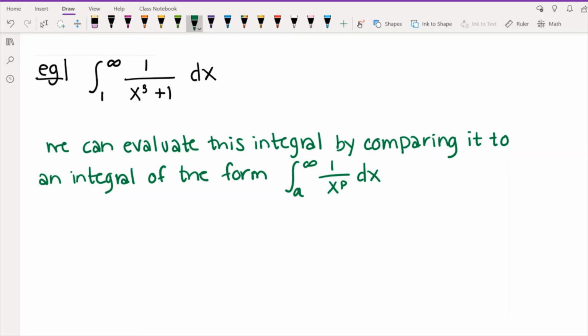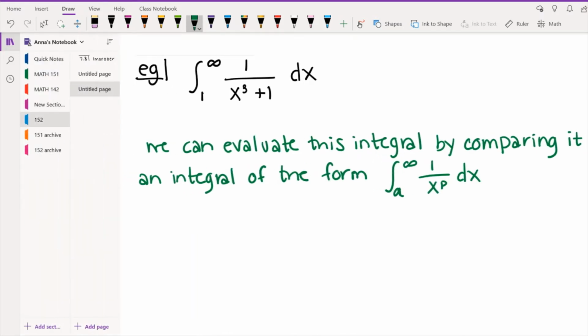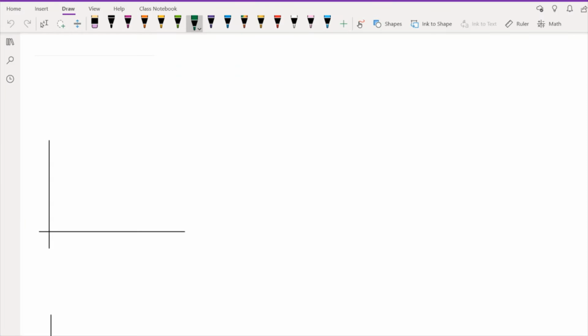And then we'll see that the comparison won't let us figure out the exact value of the integral, but it will let us figure out whether it converges or diverges. So that's what we're going to be focusing on. And basically in all the examples in this video, we're not going to actually find a number. We're just going to say either it converges or diverges. Okay, so this is what's called the comparison test or the comparison theorem. I think people call it both.